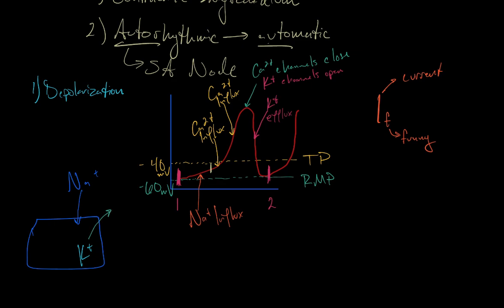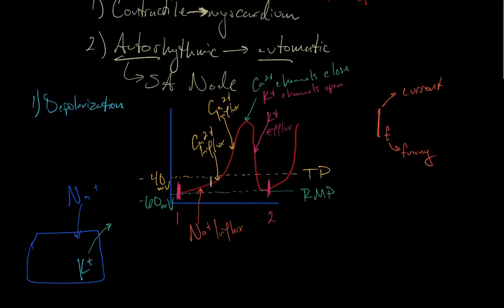So that's exactly what we see over here when we look at our graph, right? We know that sodium influx is sodium moving into the cell, which is going to increase the membrane potential. And so we see that depolarization phase, right?